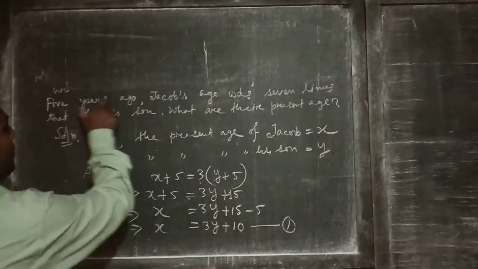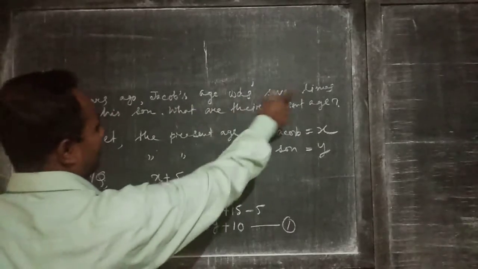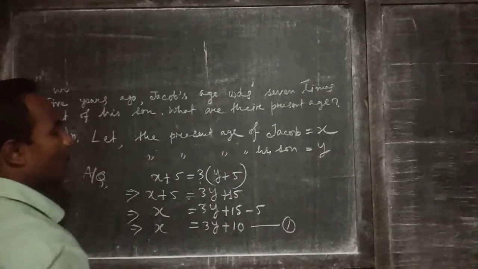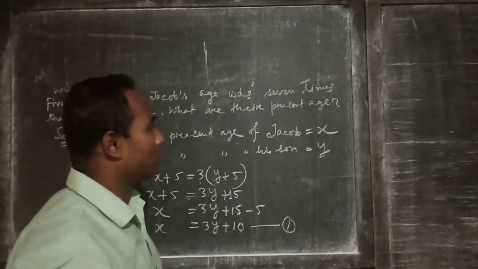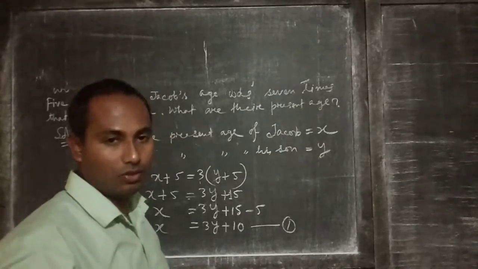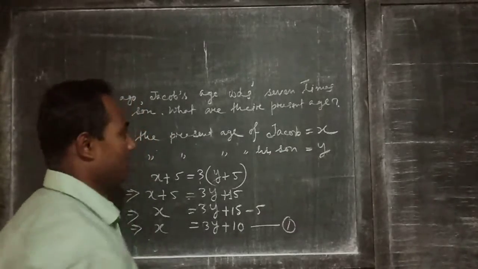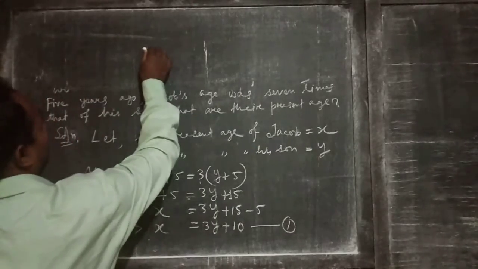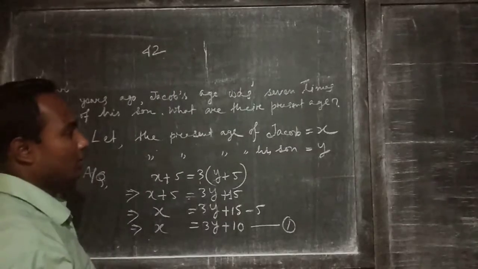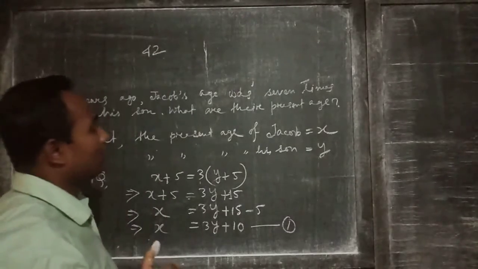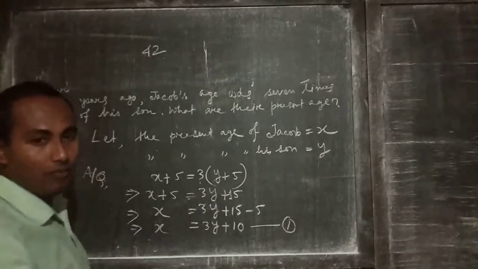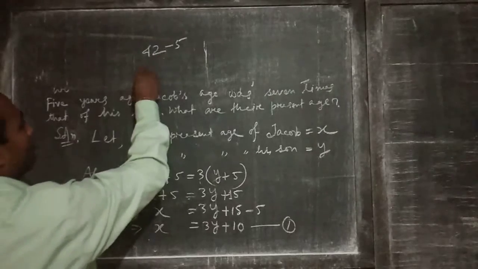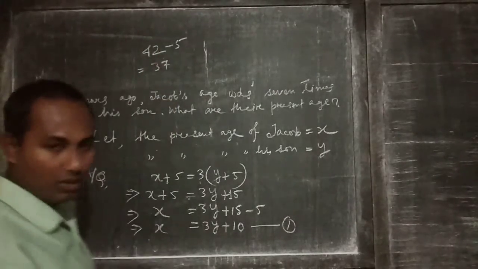Okay, now 5 years ago Jacob's age was 7 times that of his son. What was the age of Jacob before 5 years? Then we have to subtract. Suppose the present age of Jacob is 42, then what was his age 5 years ago? We subtract 5 from the present age, and we get 37.